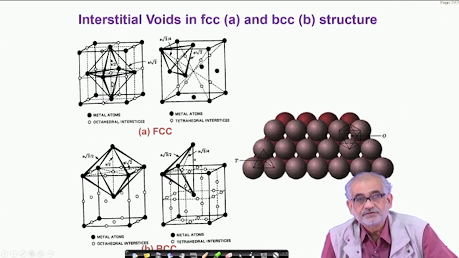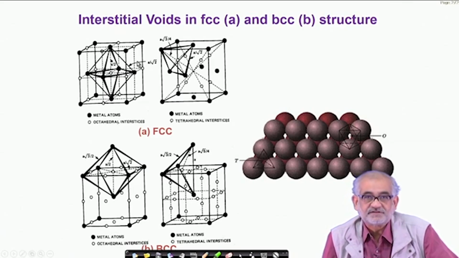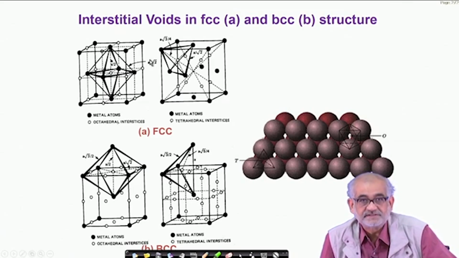So when we try to describe certain properties of crystalline solids, we should be able to describe the maximum size, or the diameter, of such interstitial voids, because that will allow or disallow whether a foreign atom is able to sneak into that particular open space or not.